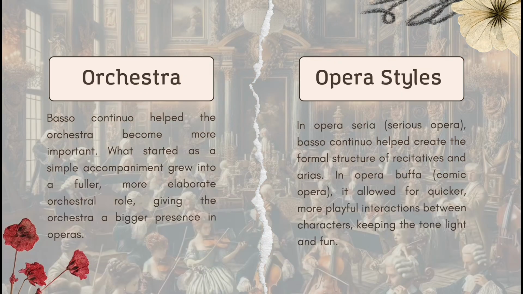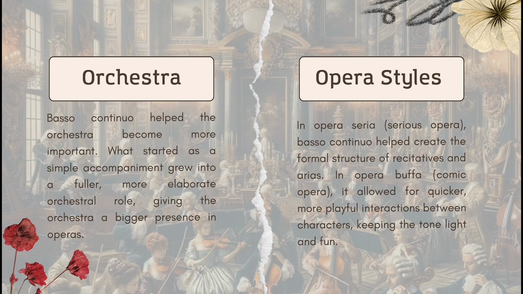Next, the role of the orchestra. Over time, Basso Continuo helped the orchestra become more important. What started as a simple accompaniment grew into a fuller, more elaborate orchestra role, giving the orchestra a bigger presence in opera.